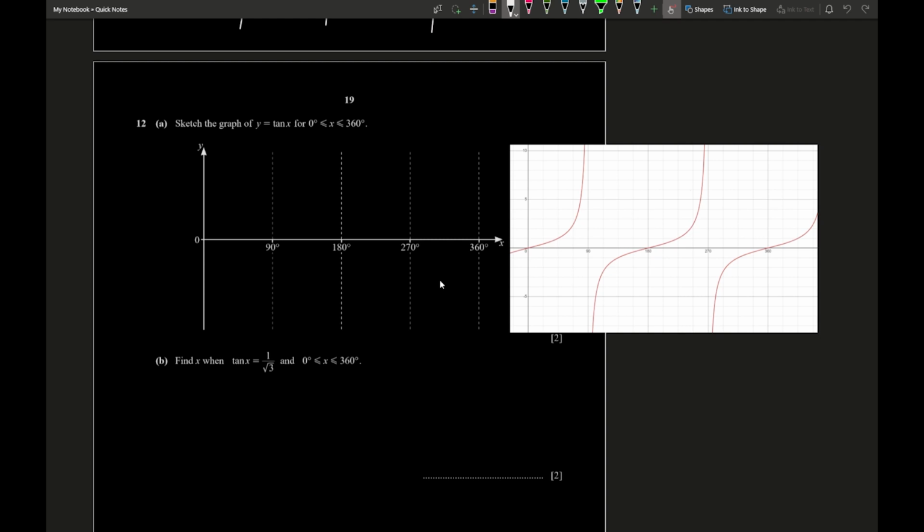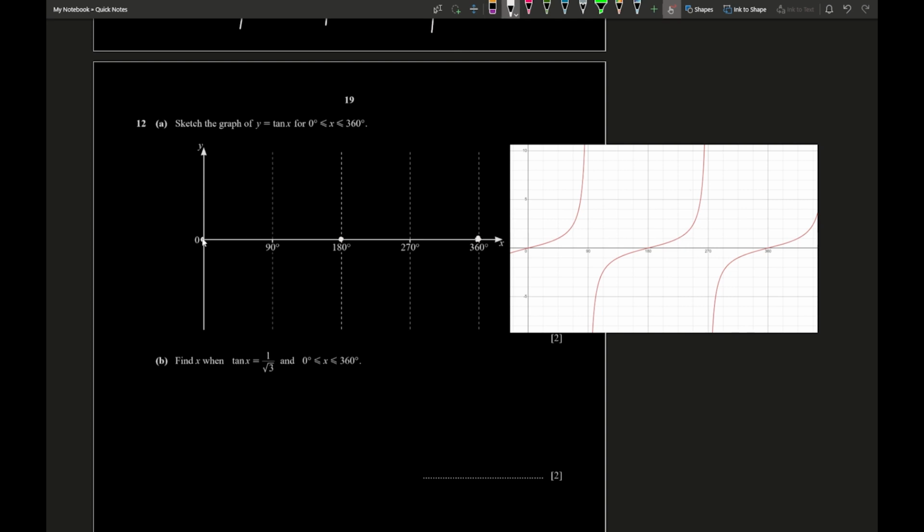And I think you also need to be able to do transformations on these graphs, or solve transformation questions on these graphs. The idea here is that an easy way of sketching y is equal to tan of x is to see the points at which the graph crosses the x-axis. The graph crosses the x-axis at 0 degrees, 180 and 360. And you have an asymptote at x is equal to 90 and x is equal to 270.